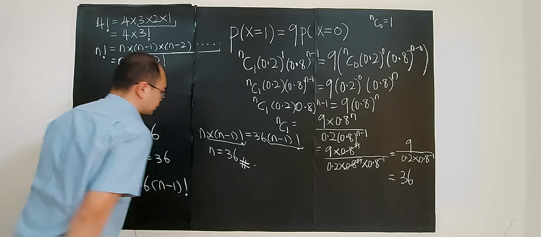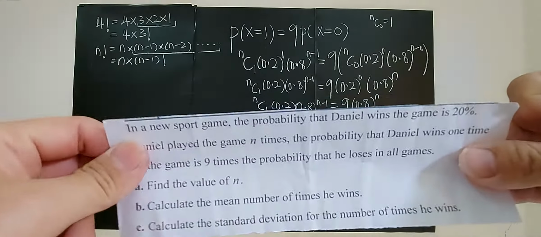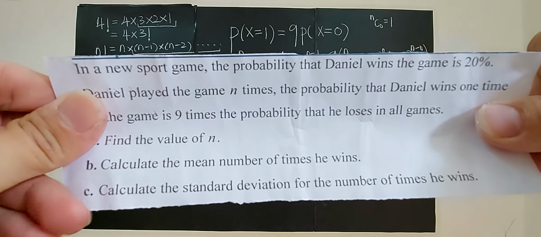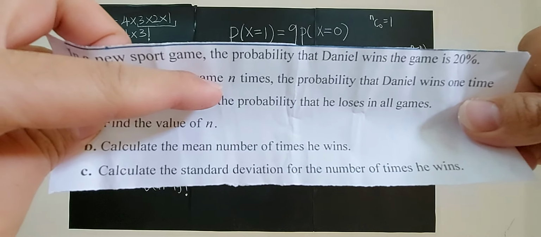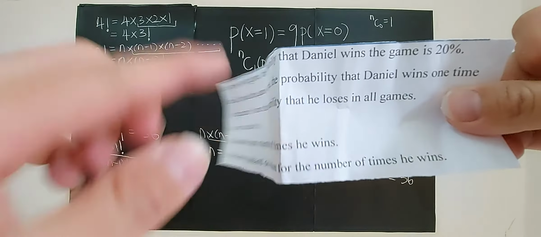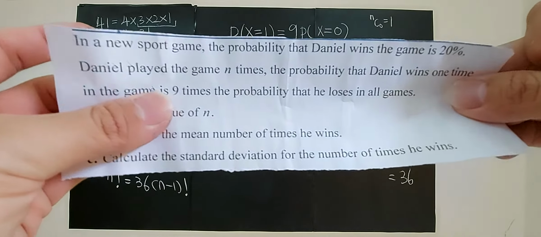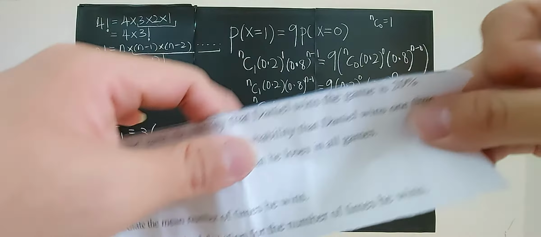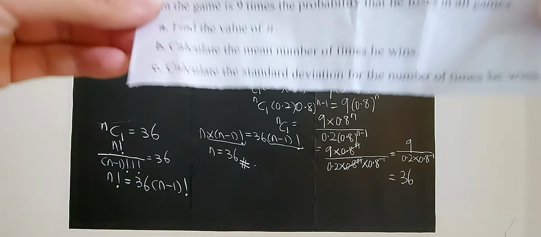So it means 36 tries. 36 tries means that Daniel should try, in a new sport game where Daniel's probability of winning the game is 20%. Daniel plays n times. So Daniel needs to play the game 36 times in order to win 1 time, which is 9 times the probability that he will lose in all games. Okay, let's look at part B.